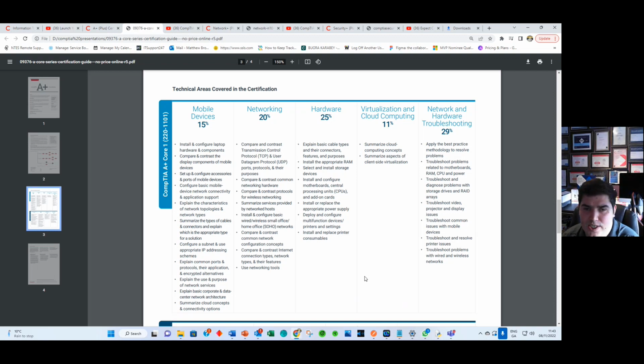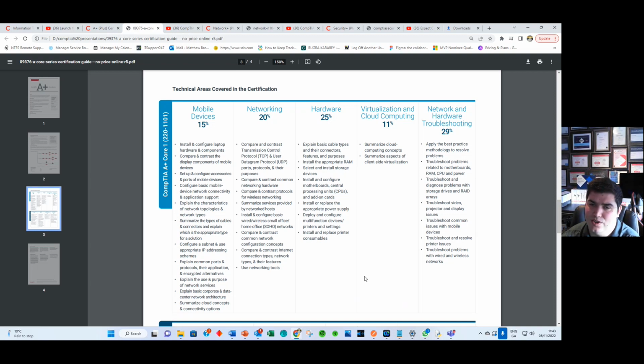So virtualization and cloud computing is covered with 11%. You're going to have to know the cloud concepts, the aspects of client-side virtualization, why you might want to virtualize an application, hard disk, a server, all that kind of stuff.